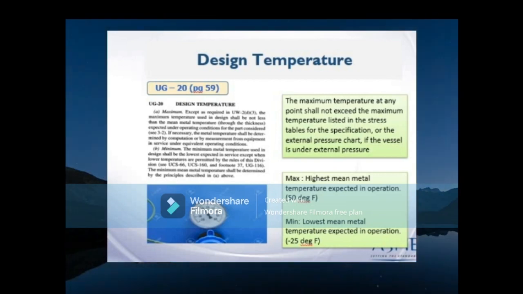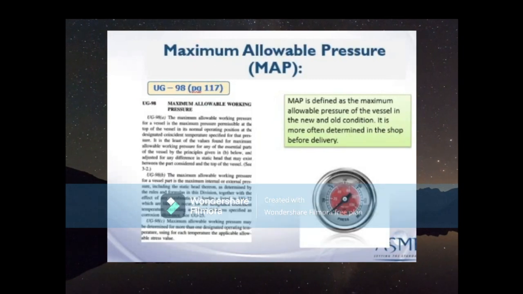Design temperature for vessels under external pressure shall not exceed the maximum temperatures given on the external pressure charts. Max: highest mean metal temperature expected in operation is 50 degrees Fahrenheit. Min: lowest mean metal temperature expected in operation is -25 degrees Fahrenheit.